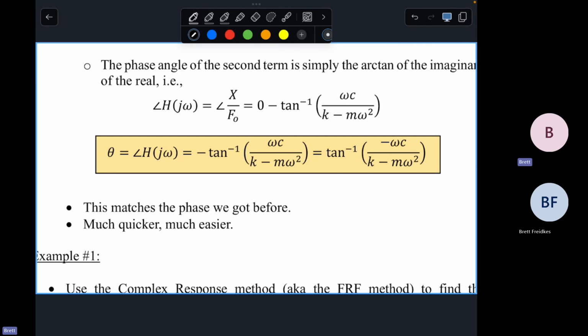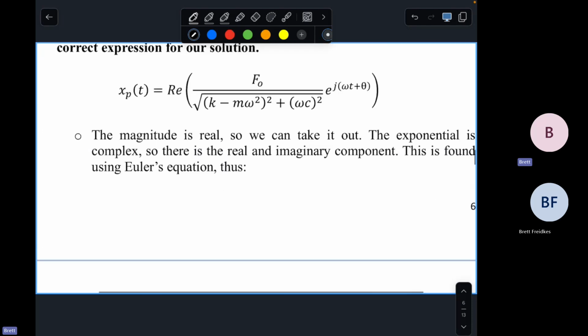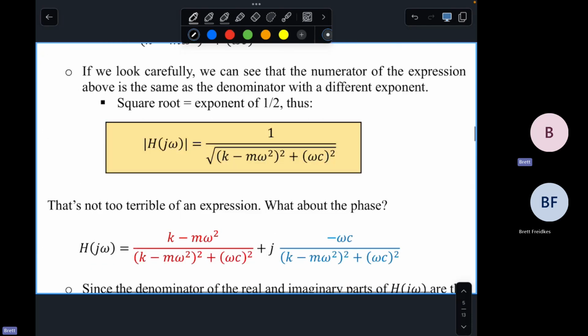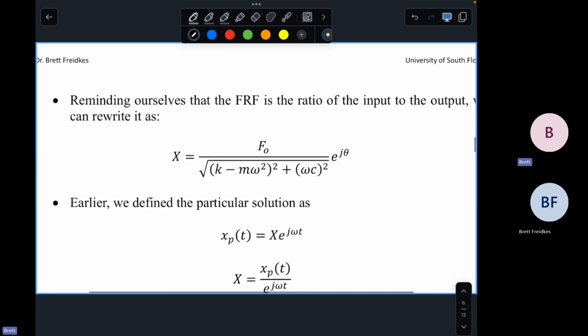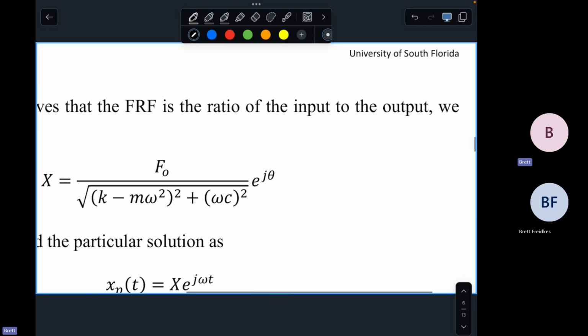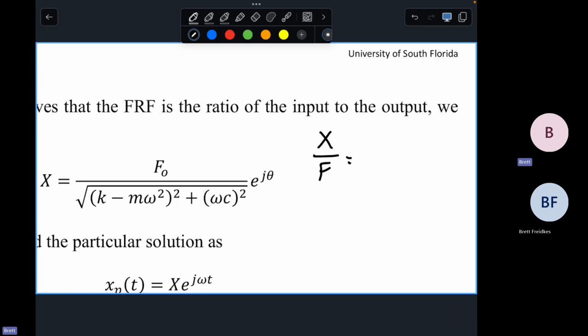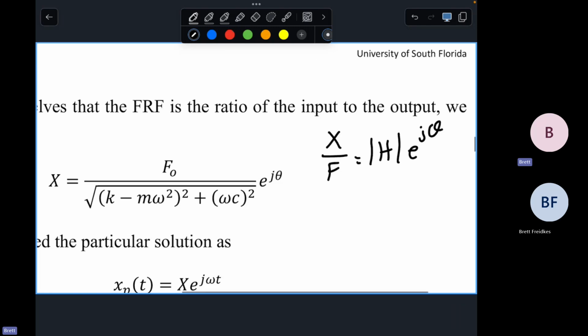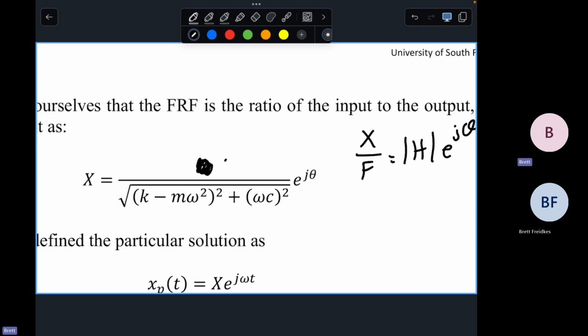Now that we have the magnitude and phase, we go ahead and write our frequency response function. Here's our magnitude, here's our phase. Our frequency response function in general is output over input. That's the magnitude over e to the j theta. So I have here this is the magnitude, and this is the phase, e to the j theta. I ended up reducing it and multiplying both sides by f naught to find the amplitude, but that's fine.